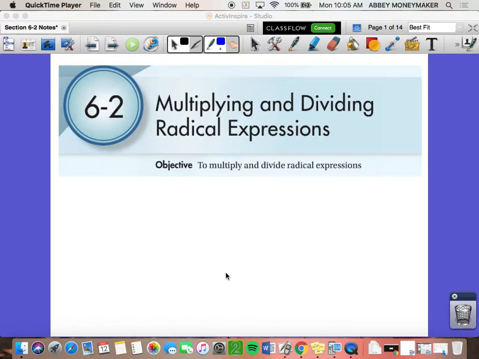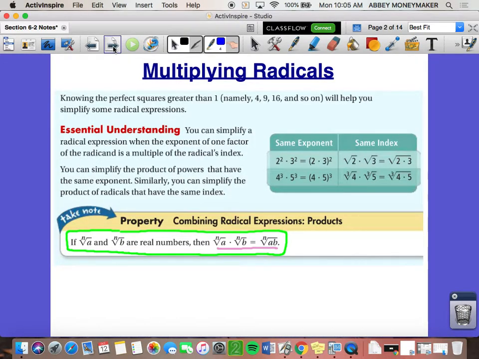This video is going to be broken up into two parts, so make sure you take a break and follow along with us for the entirety of the lesson. So we're just going to jump right in to some definitions here. We're going to start with multiplying, and then we're going to work our way through to division. Like I said in 6.1, it is going to be super helpful if you know your perfect squares, especially when it comes to multiplying.